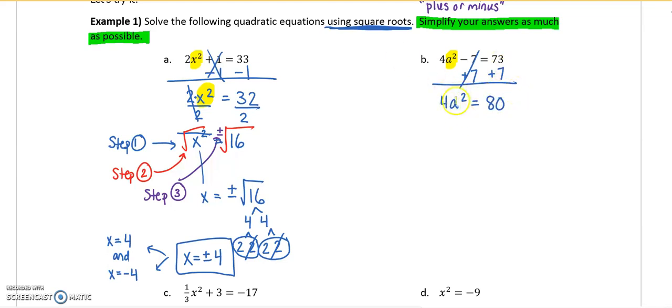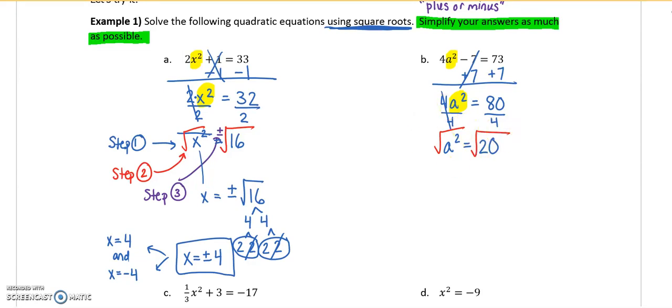And then, once again, I'm still trying to get this a squared alone. So I'm going to get rid of that times 4 by dividing by 4. So now I just have a squared equals, and then 80 divided by 4, that is 20. This is where all the magic happens. So I'm going to take the square root of both sides.